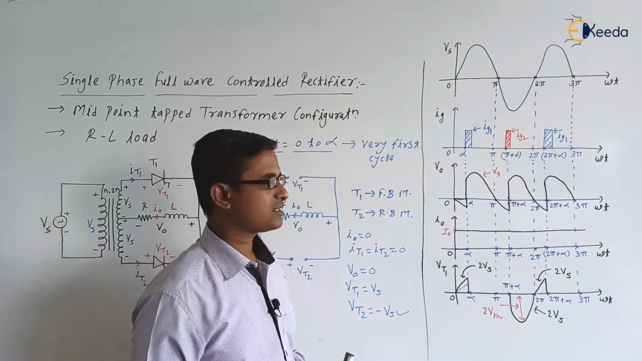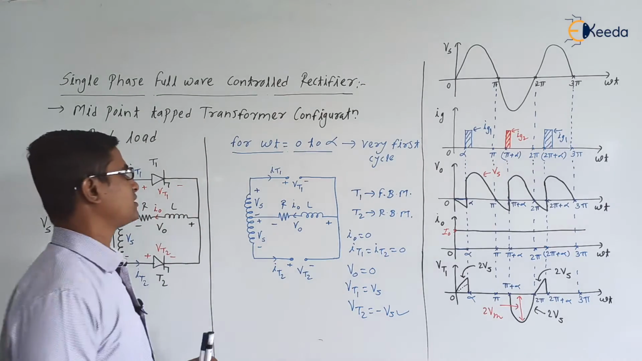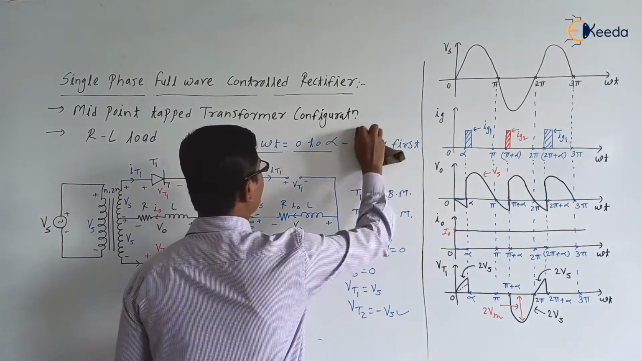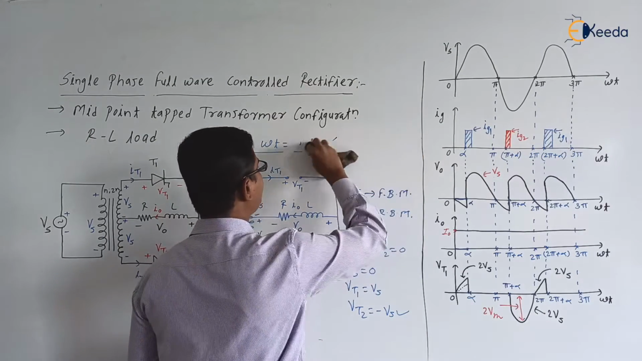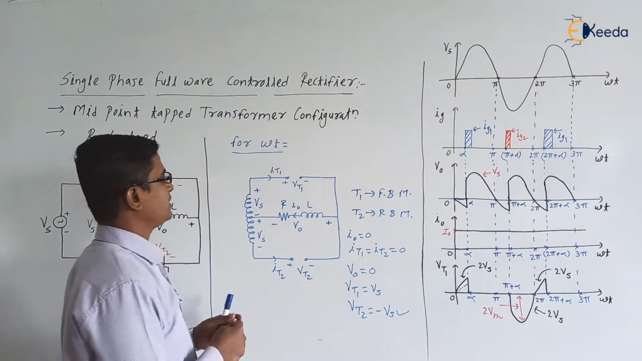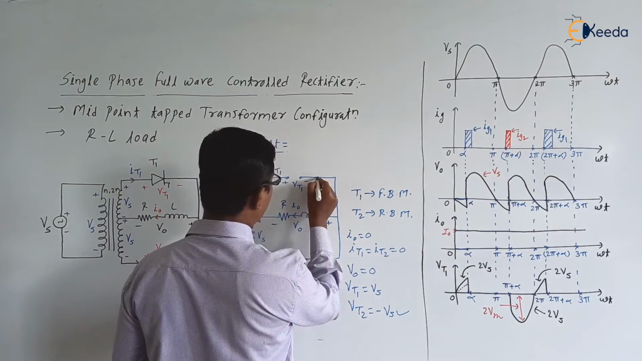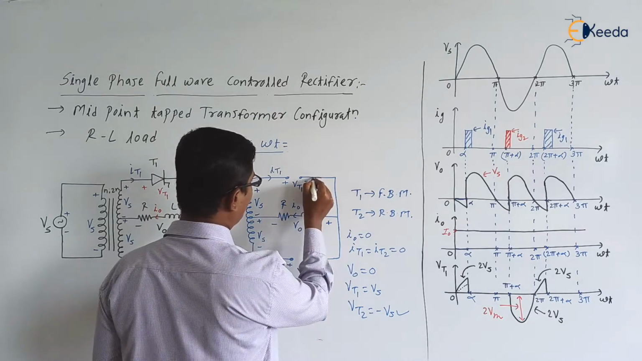Next, at omega t is equal to alpha we are applying the gate signal to the thyristor. So let us discuss the circuit operation from omega t is equal to alpha to pi, omega t is equal to alpha to pi.